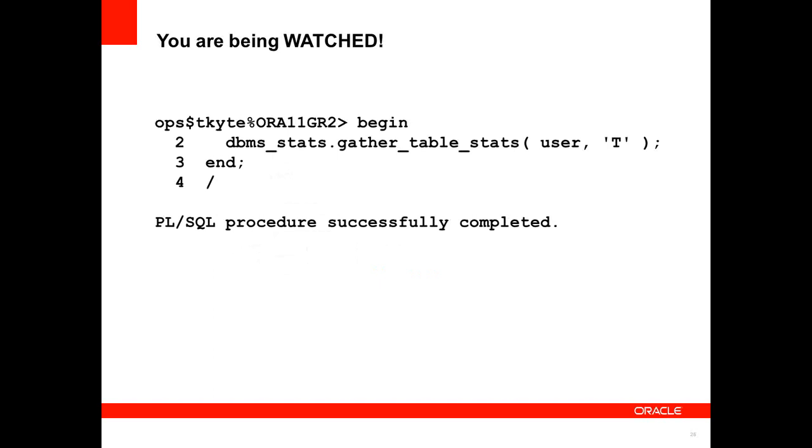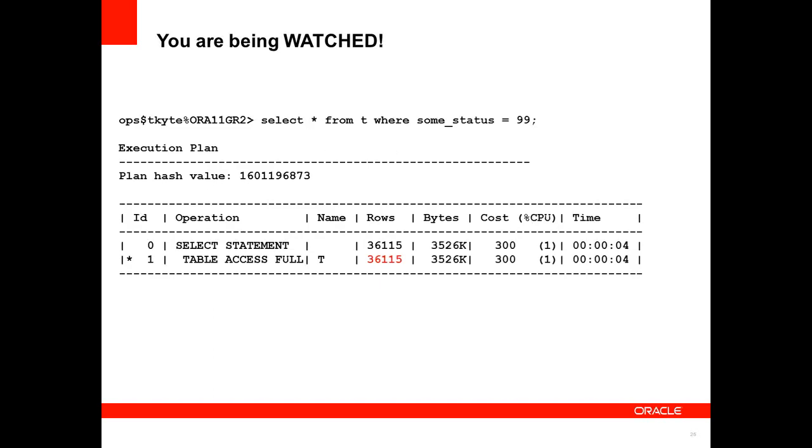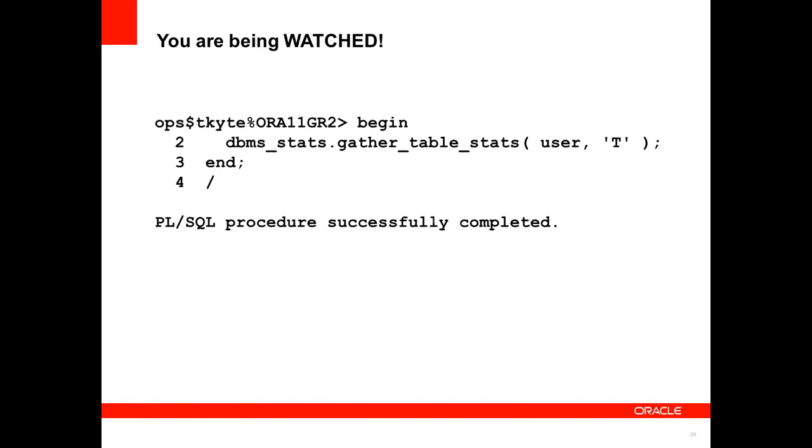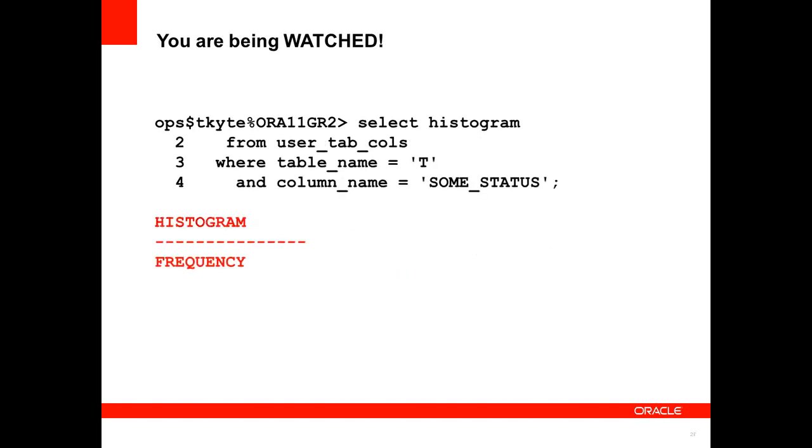So we'll go ahead and gather stats again. Now notice I didn't update any of the data. I didn't change anything. All I did was I ran this one query. When I ran this query, the database recorded into the data dictionary the fact that we used sum status in a where clause. And in fact, we can now see that after gathering stats, there are histograms. There is a histogram on this sum status column.